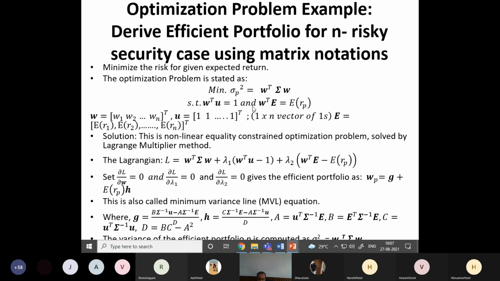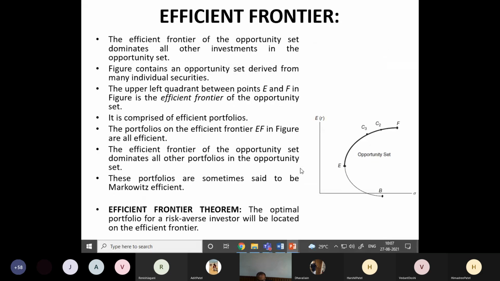And a specified return here. Compared to the previous optimization problem that we used for deriving the MVP, the minimum variance portfolio, there is now one more constraint: we have specified this ERP. What is ERP? Expected return from the portfolio. We have given one value, so this is my expected return from the portfolio.